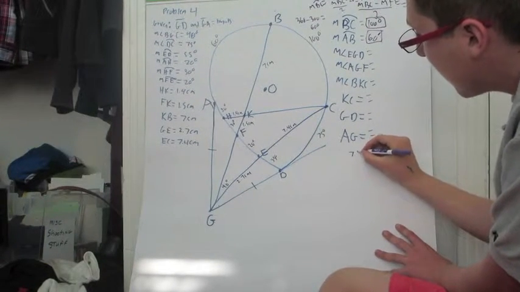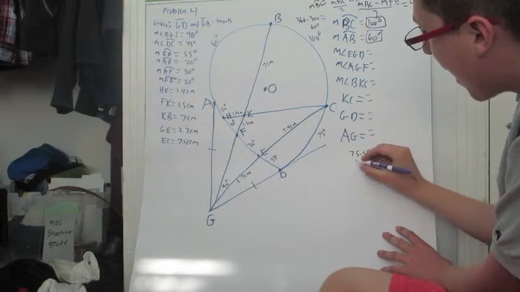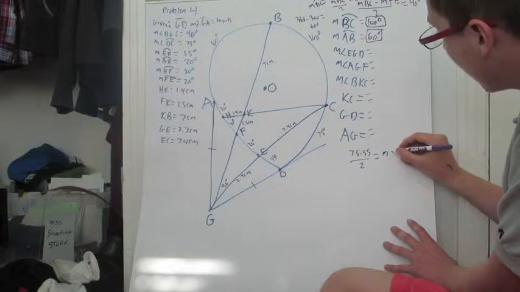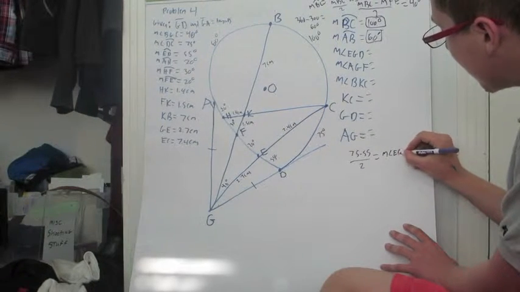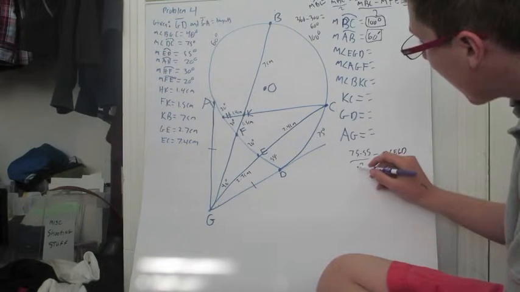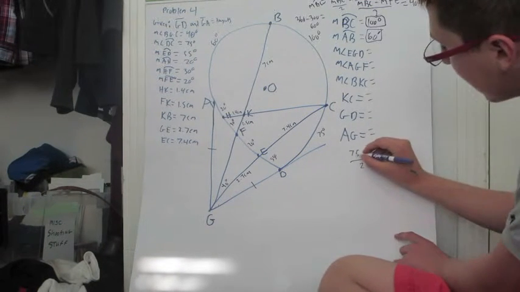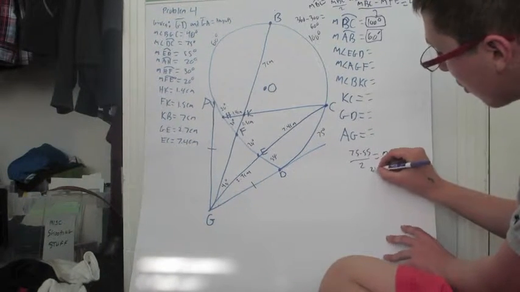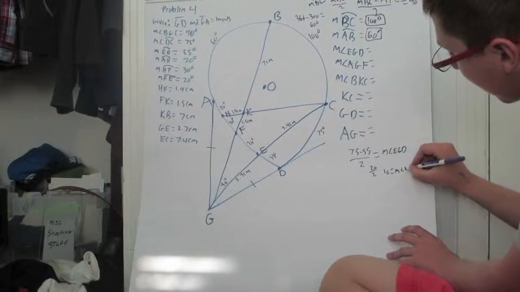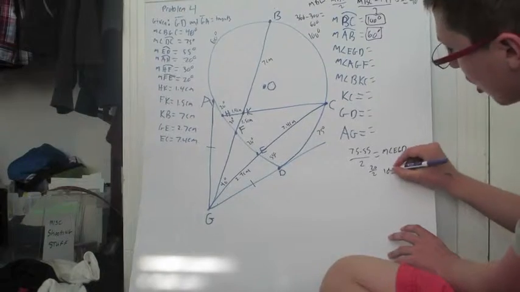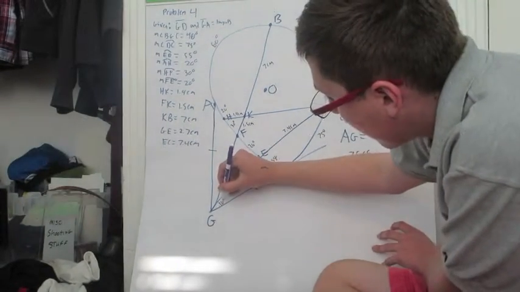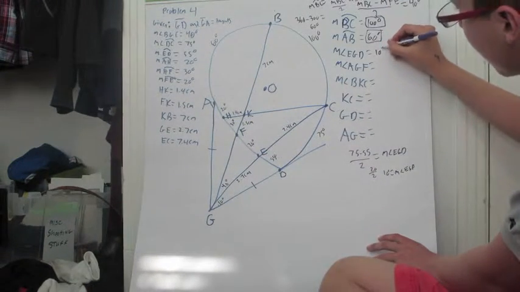So we would take 75 minus 55 over 2 equals the measure of angle EGD. And once we take that, we'd subtract these two from each other, so that'd be 20 over 2, which is 10, equals the measure of angle EGD. So the measure of angle EGD would be 10 degrees because of that theorem.